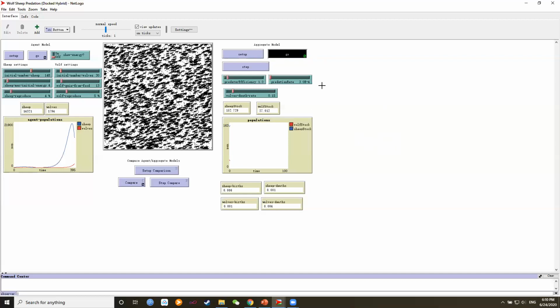So if you click setup and go, the model will run, but we only have this plot showing you wolf stock and sheep stock, or wolf population and sheep population. So yeah, this is a combination of ABM and systems dynamics model for the same topic. You can say that these two models are created at different levels. The first one is created at individual level. The second one, population level or stock level.